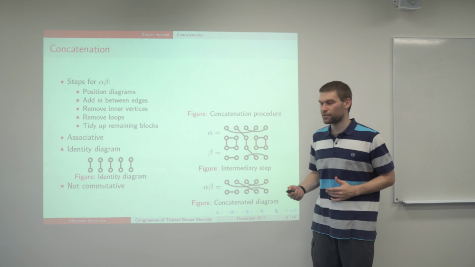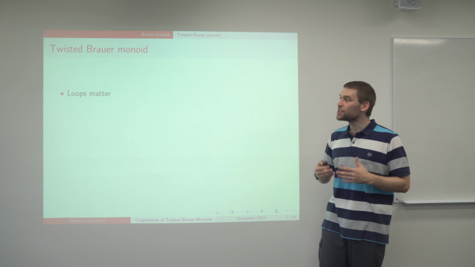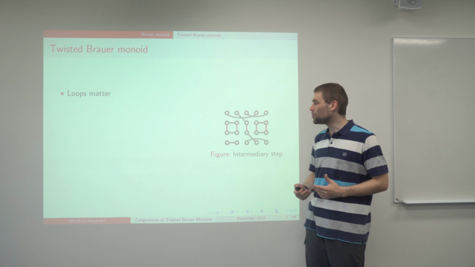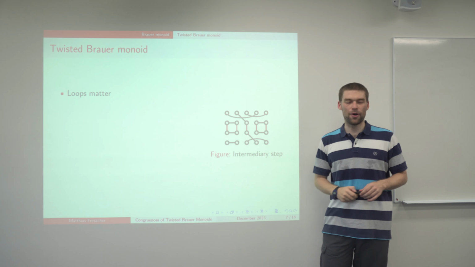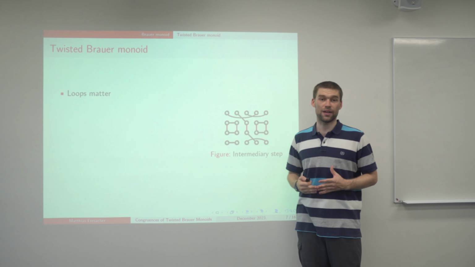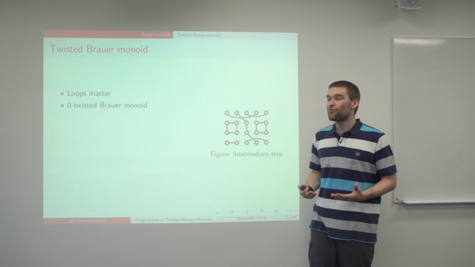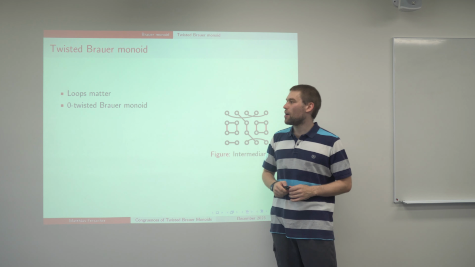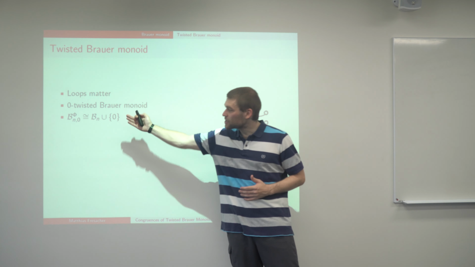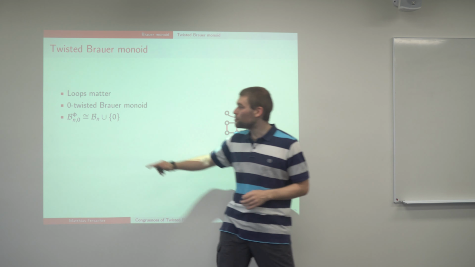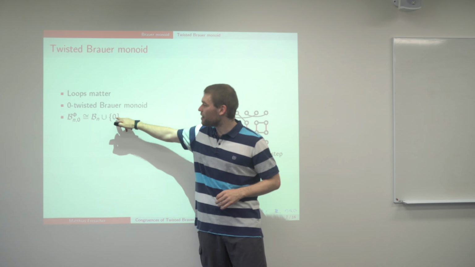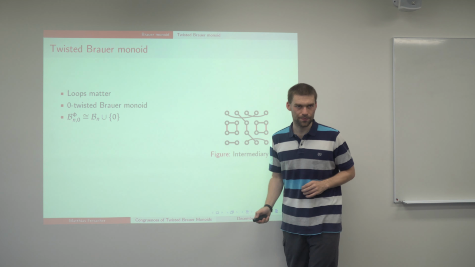Now let's talk about the twisted Brauer monoid. So this is where loops matter. So recall a loop is any time we had some edges that are not connected to the top or the bottom row of vertices in our concatenation process. So roughly speaking, the zero twisted Brauer monoid is your standard Brauer monoid with the addition of a zero element. And it's really important to note here that that zero has got nothing to do with this zero.